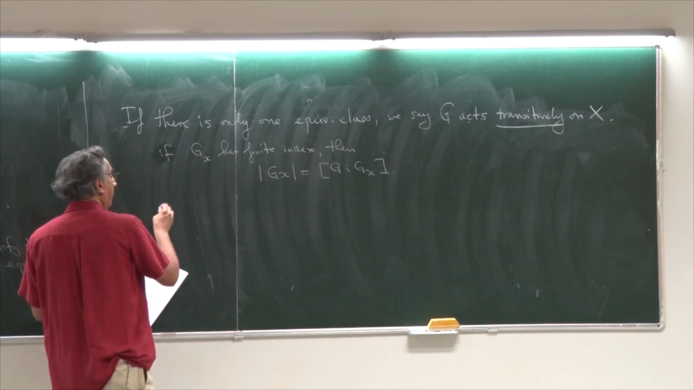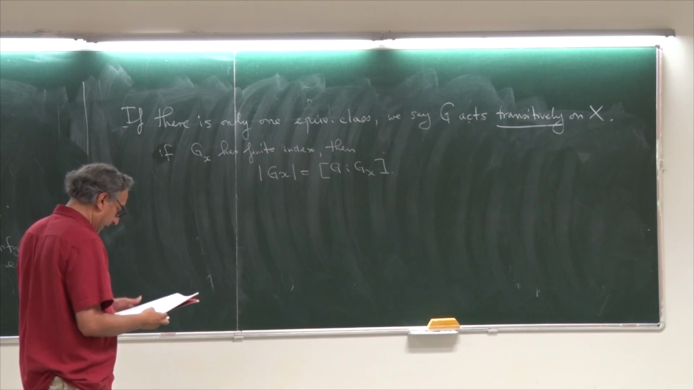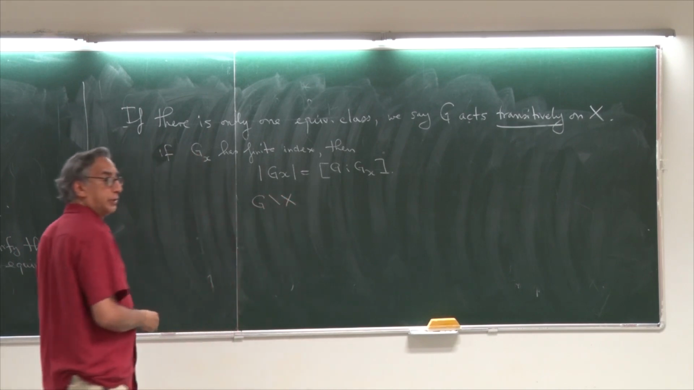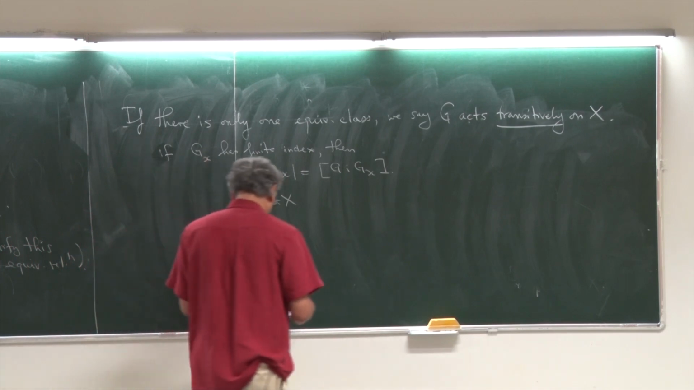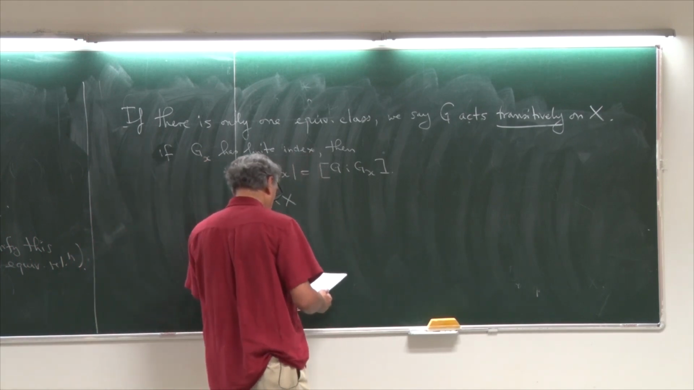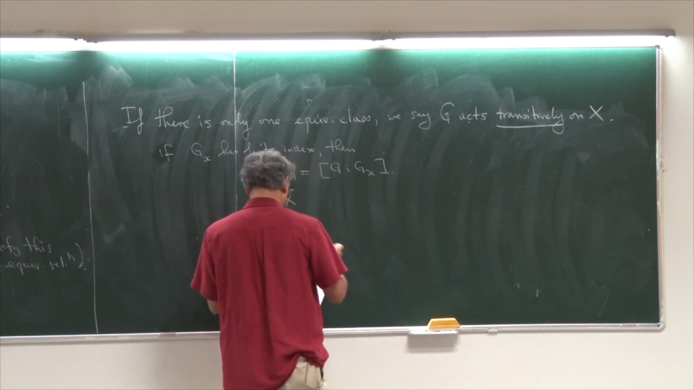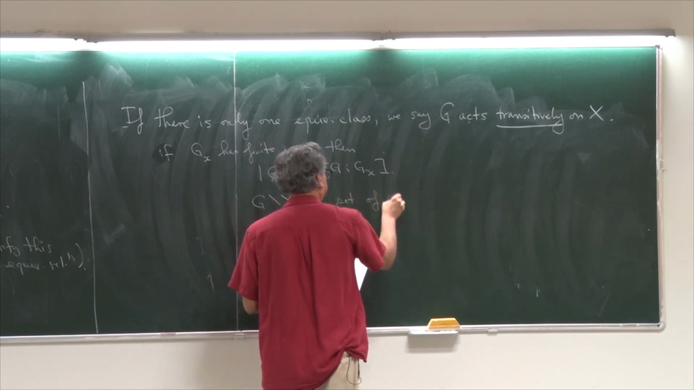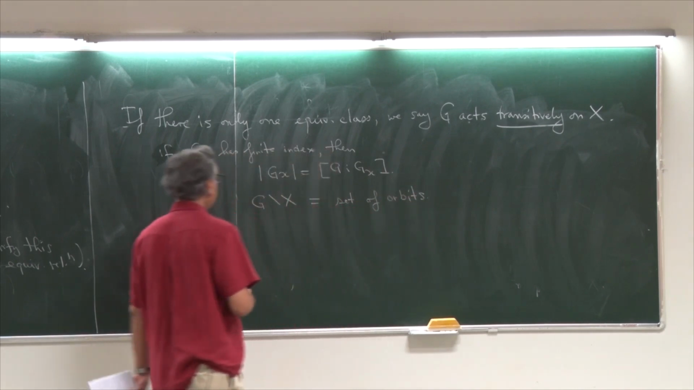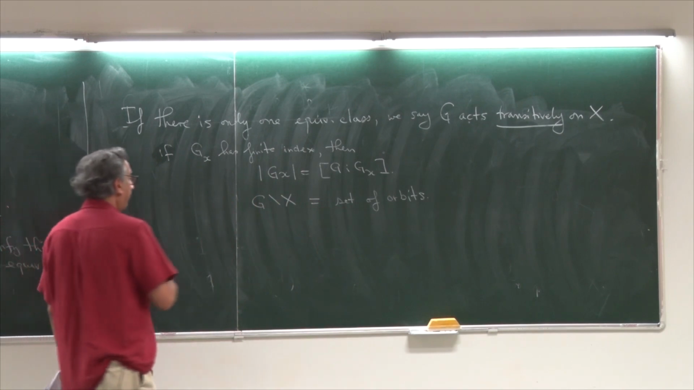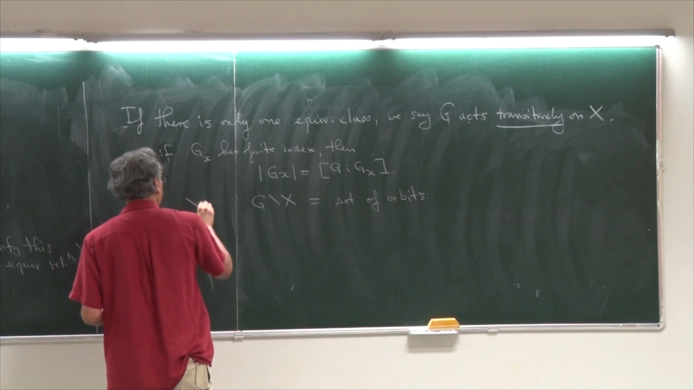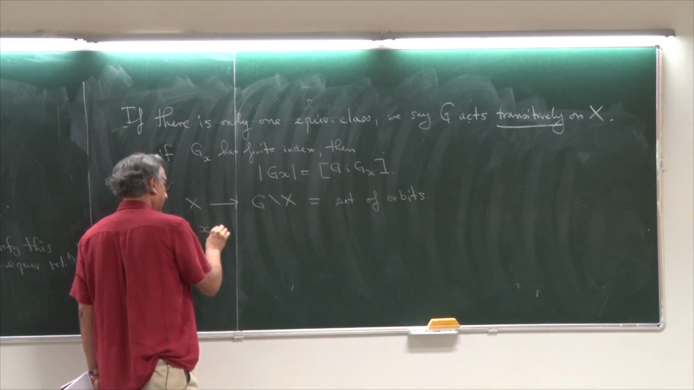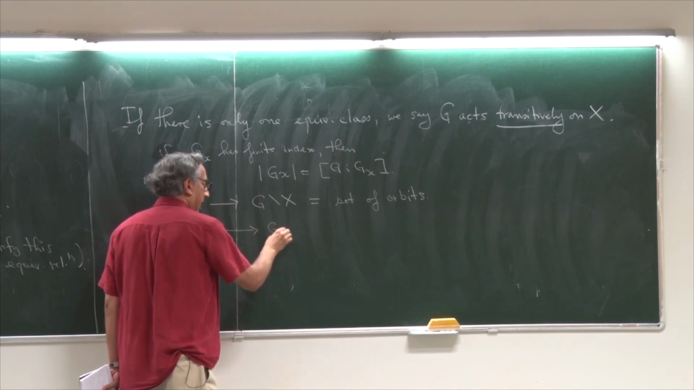Okay, so now we are going to do one more thing, and that is we're going to look at these orbits. We're going to use the notation G backslash X to stand for the collection of orbits, so this is the set of orbits. We have a natural map. X, remember, is a topological space. And if you give me a point X, I'm going to map it to the orbit of X.